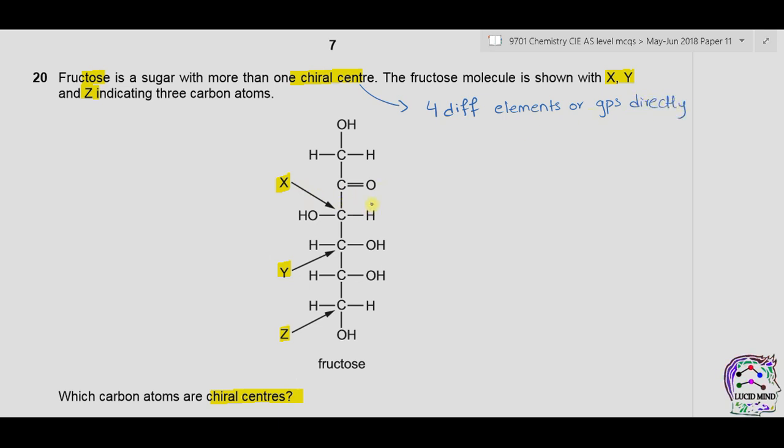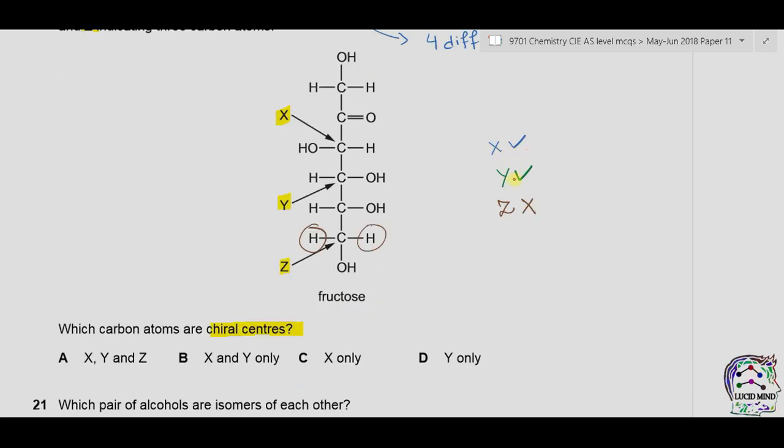First is X. We can see we have H, OH, this whole group and this group that is below. So this one is chiral, so X is chiral. Then we have Y. Again we can see we have OH group, H group, this whole group attached and this group, as all 4 are different, so Y is also chiral. For Z we can see that 2 similar atoms are present with carbon, so therefore Z is not chiral. As only X and Y show chirality, therefore the answer is B.